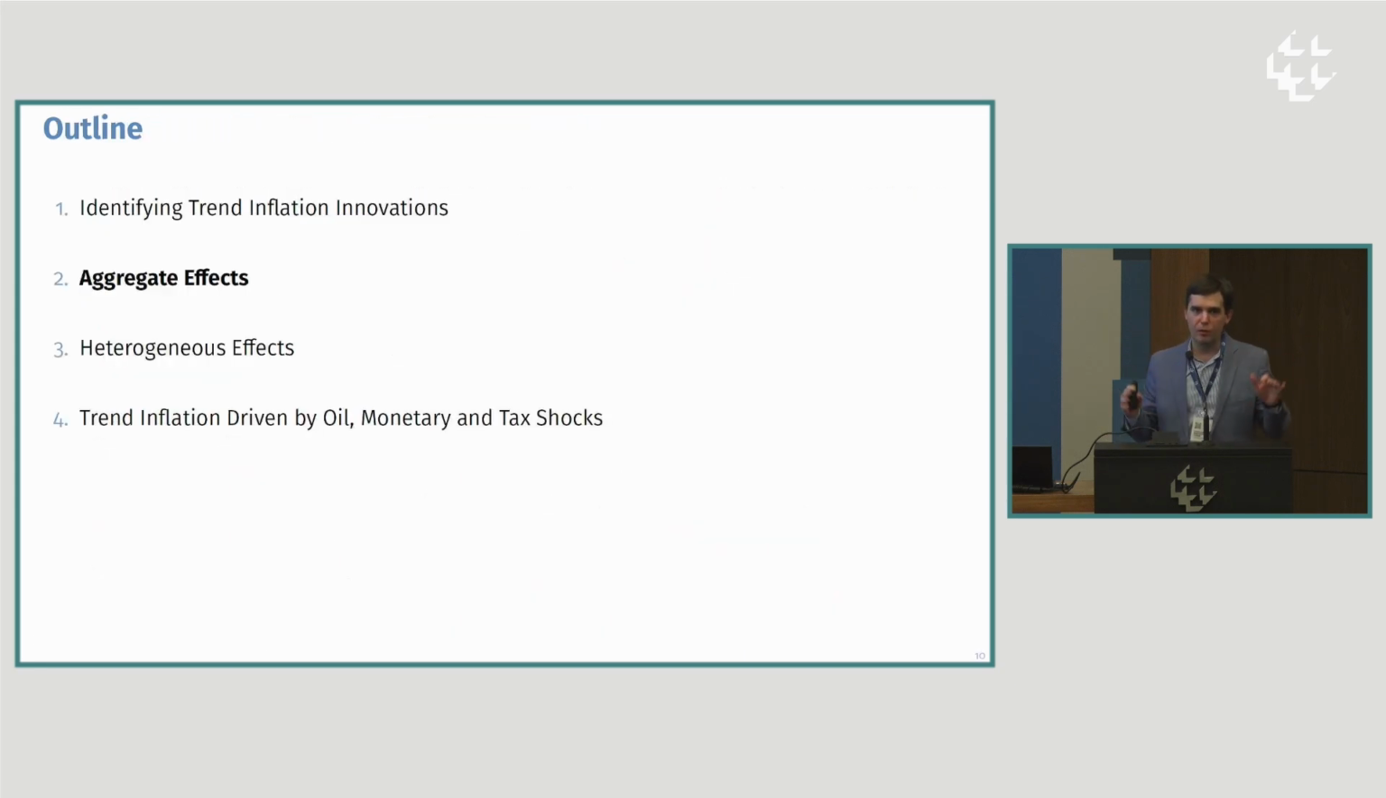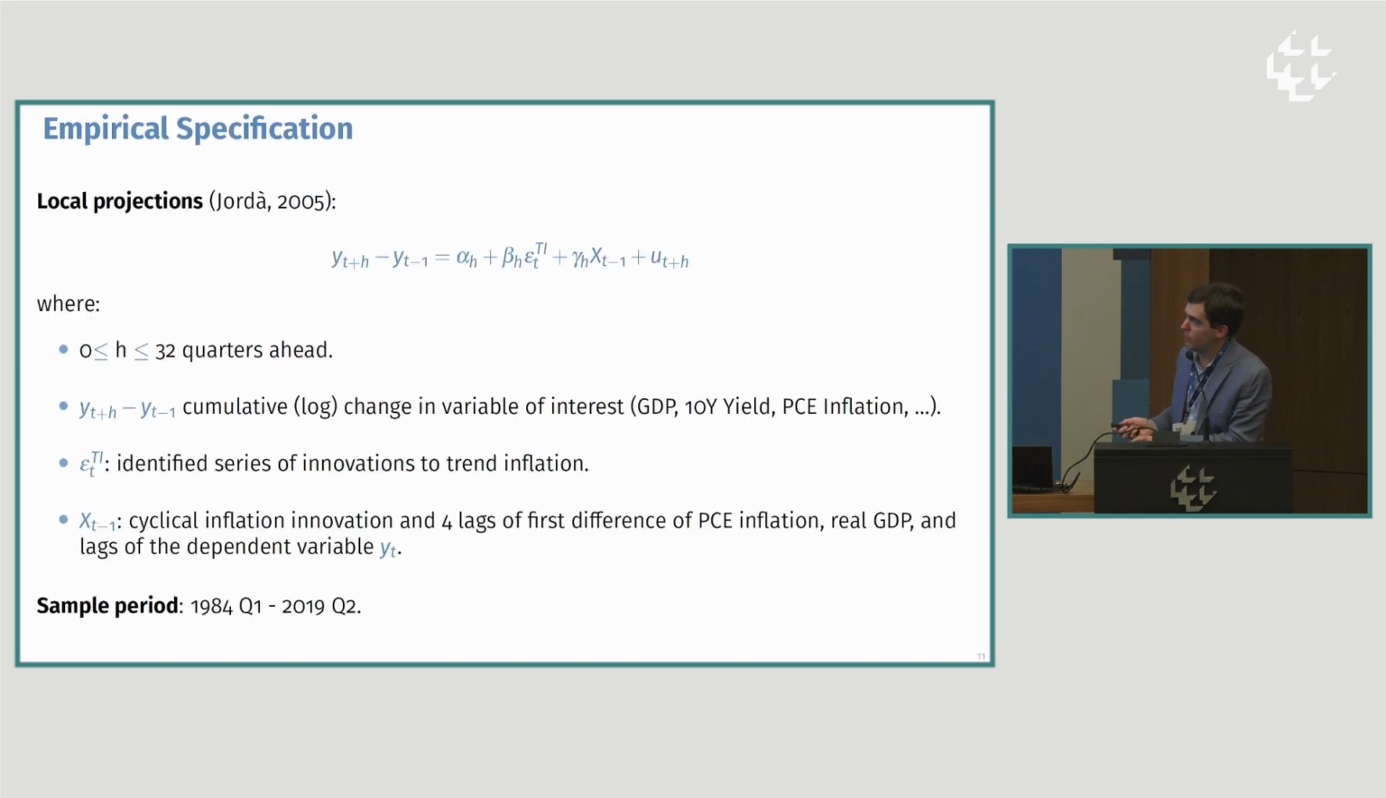So let's focus first on this innovation to trend inflation. Up to now, we have already shown that this can be explained by different shocks. So the first question that arises is, what happens when trend inflation increases in an economy? How does it affect the macroeconomic aggregates? This is the first thing that we ask in the paper.